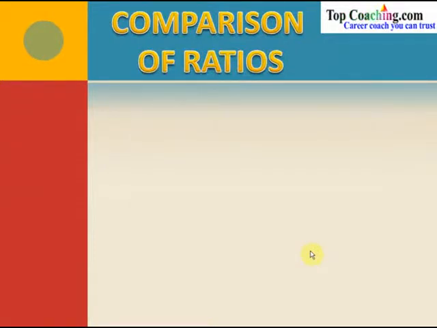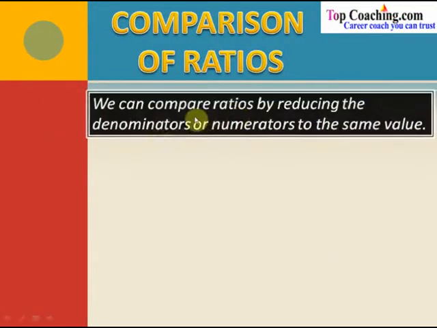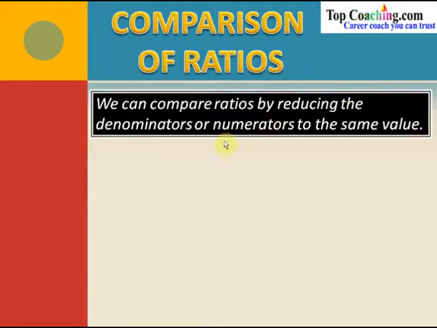Now let's see how to compare ratios. Which ratio is greater or which ratio is smaller. Let's see how to make a comparison of ratios. We can compare ratios by reducing the denominators or numerators to the same value. So if we want to compare two ratios, then either we can make the denominators equal or we can make the numerators equal, and then by comparing them we can find out which ratio is greater or which ratio is smaller.